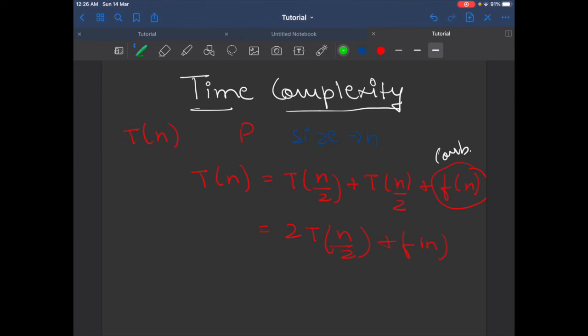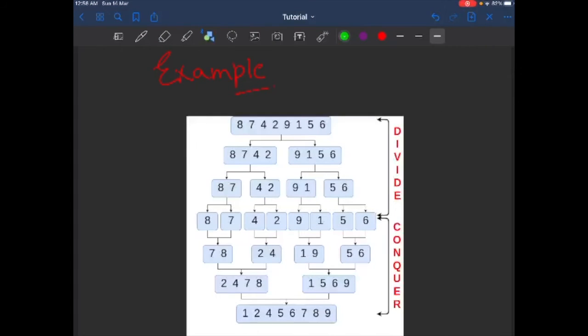So from this, we can write a generalized form for the time complexity, which will be: time complexity is equal to some constant a times T of n divided by some other constant b, plus the function of n, which is the time complexity to combine the problems. You'll understand the concept of divide and conquer in a much better way by seeing this example.